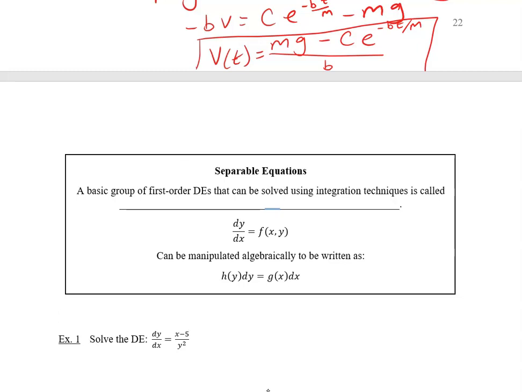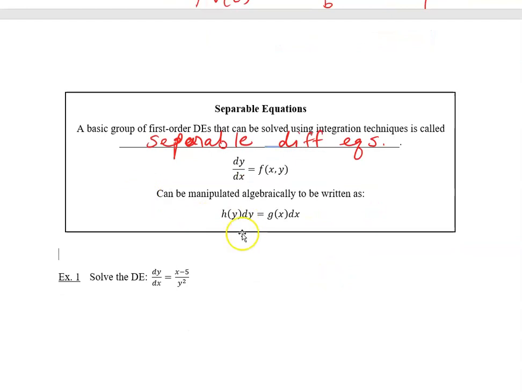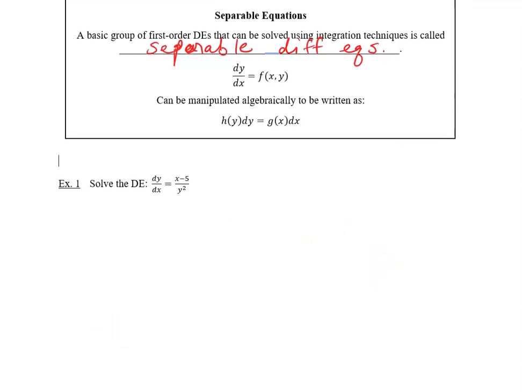This is called separation of variables, and these are called separable differential equations. Can't spell that word. Separable differential equations. So whenever we can algebraically separate the variables, so we have dy/dx equals some function of x and y, or x or y, it may not have both variables, but if it can be manipulated algebraically to write the left side as a function of y dy and the right side as a function of x dx, that's when we use the separation of variables technique.